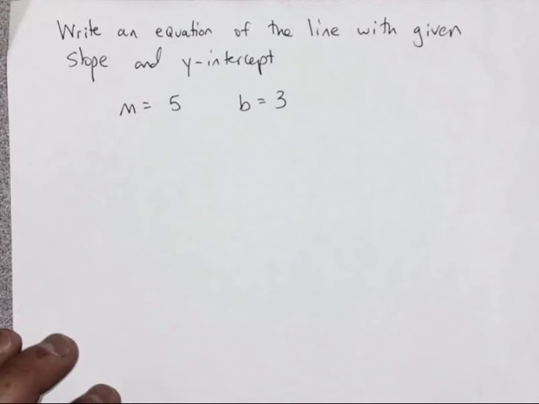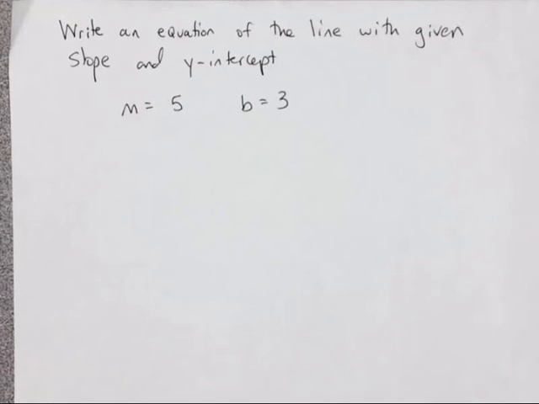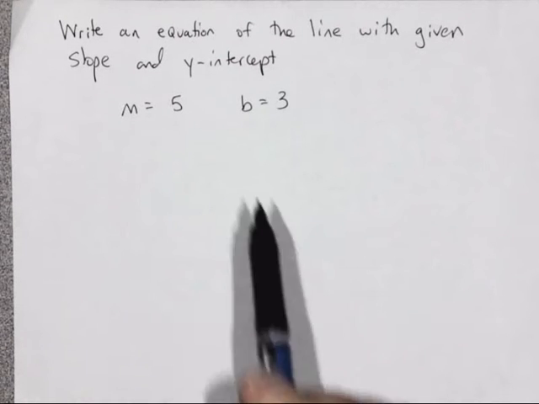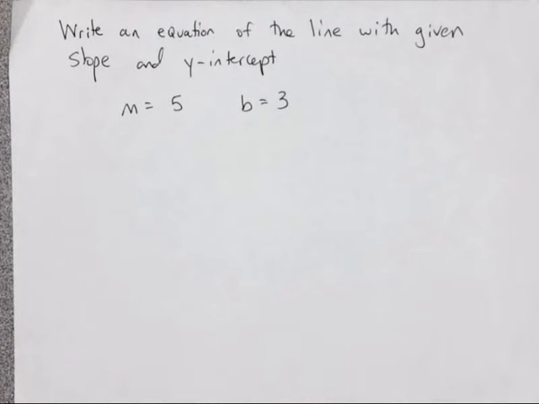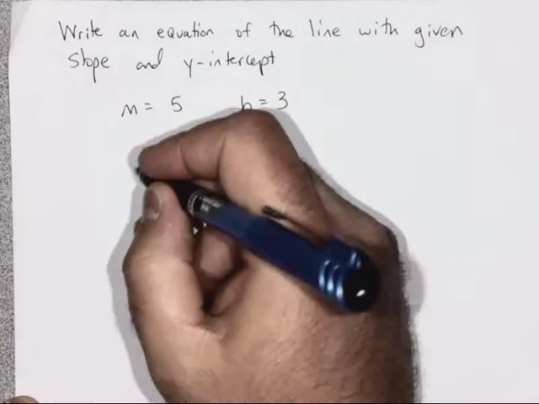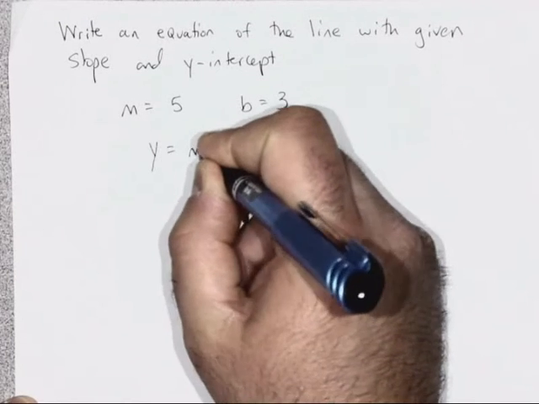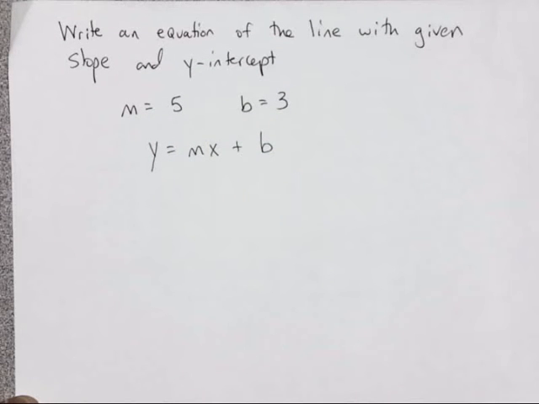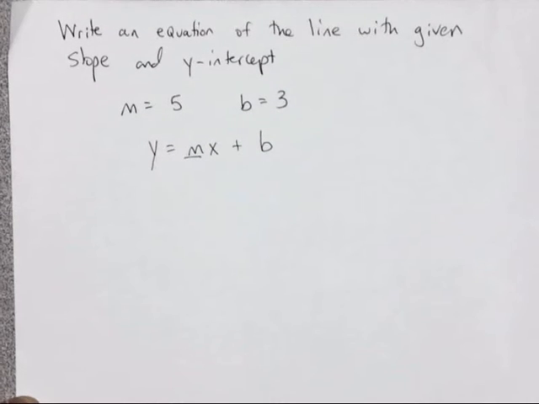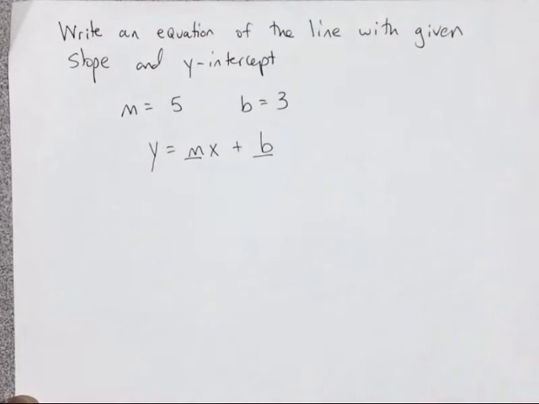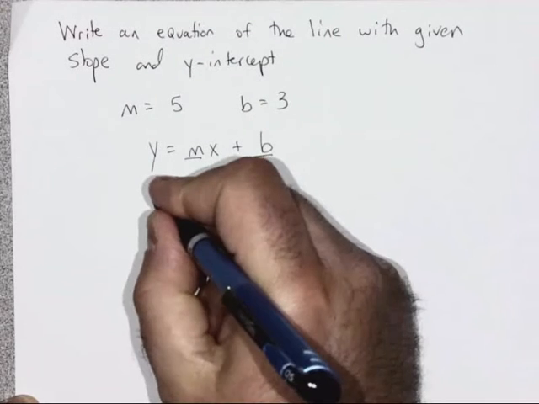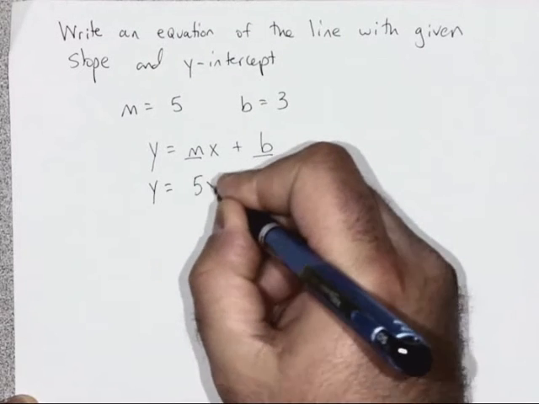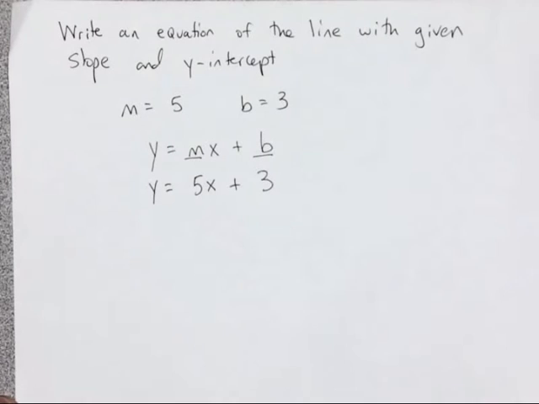It says write an equation of the line with given slope and y-intercept. Well, they give us the slope and they give us this y-intercept. Well, that makes it pretty nice. Here's my slope-intercept form: y equals mx plus b. So if I know m and I know b, I can substitute those values in and have the equation written.